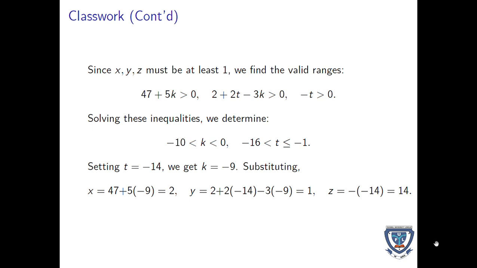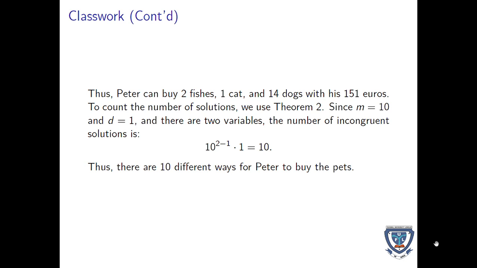Setting t to be equal to minus 14, we get that k will be minus 9. And substituting, we are going to arrive at x equal to 2, y equal to 1, and z will be equal to 14. Therefore, Peter can buy 2 fishes, 1 cat, and 14 dogs with his 151 euros.